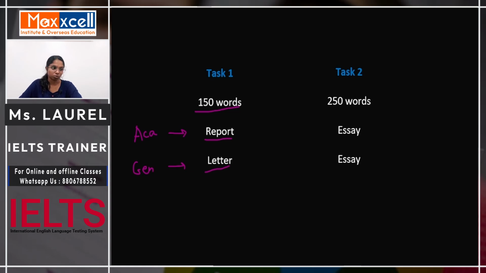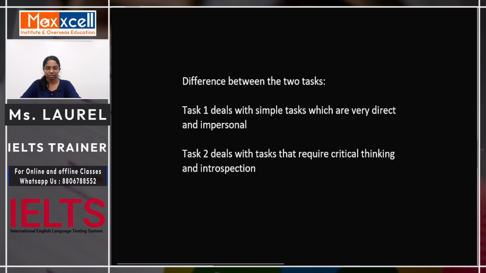Now coming to task 2. Task 2 is around 250 words, and regardless of whether you are answering IELTS Academic or General, it will be an essay writing for task 2. Now let us understand what is the difference between the 2 tasks.